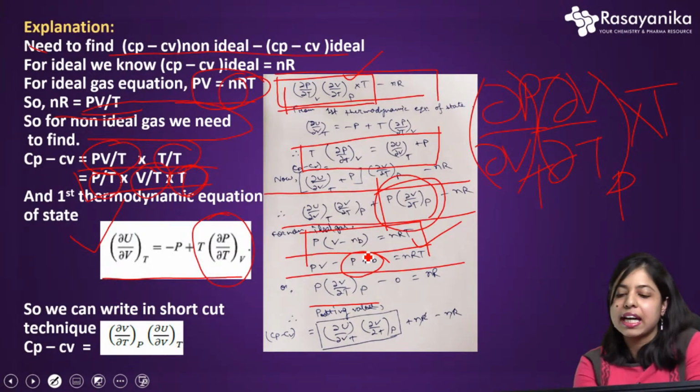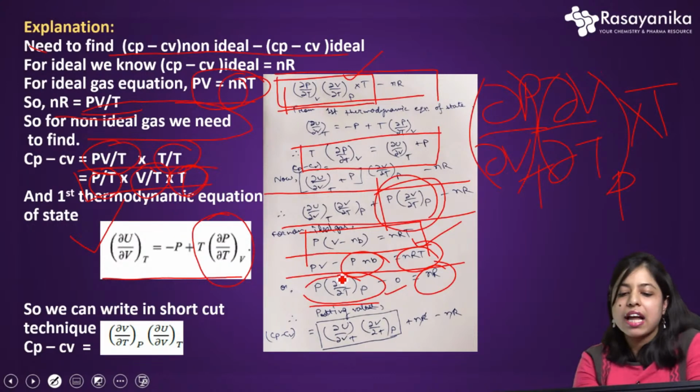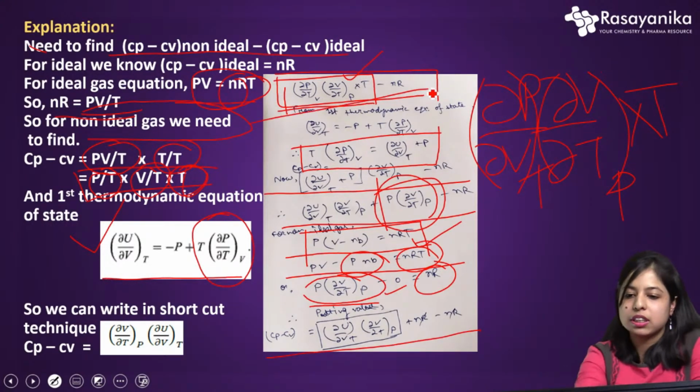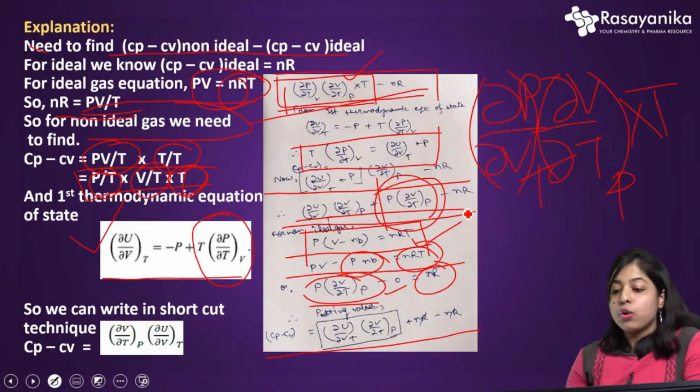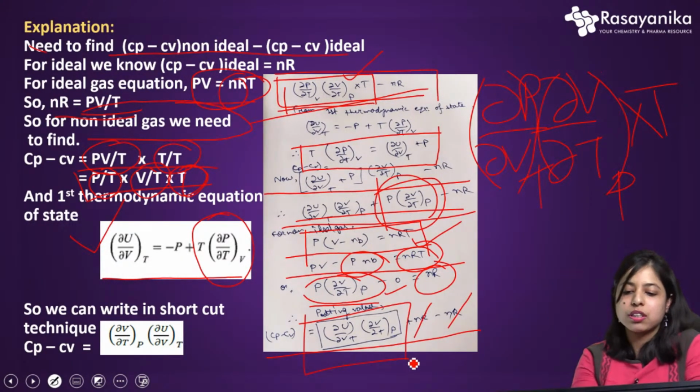So what will we get? Zero for the constant term, and for the term nRT, T is differentiated, so we will get nR. Basically we got the value nR for this. Just put this value in the Cp minus Cv equation over here for the non-ideal gas. Look, this nR and nR will be cancelled out. So we have just this option. Which is the correct option here?